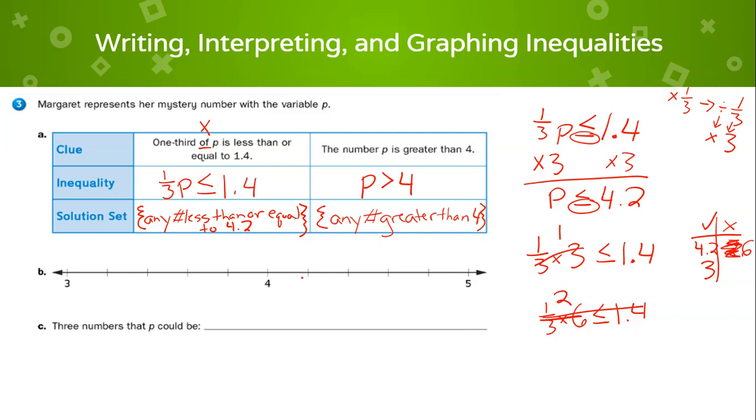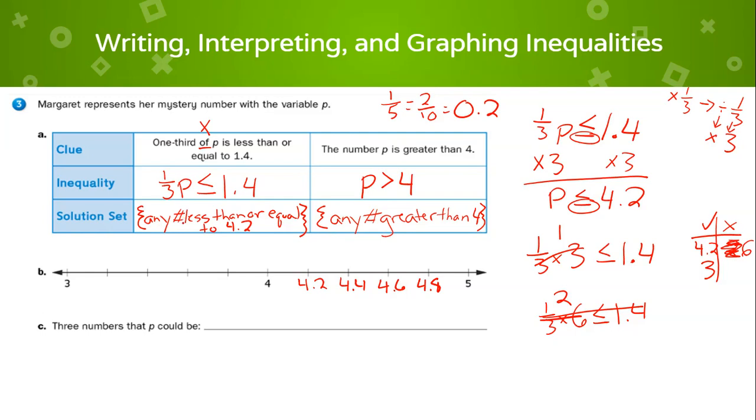Uh-oh, I don't see any 4 and 2/10 on here. Here's 4 and here's 5, but I have some markings in between. There are 5 spaces, 1, 2, 3, 4, 5, so they're fifths. And we remember that 1/5 equals 2/10. They sound the same because they are the same. So let's label these. If this is 4, this is 4 and 2/10, 4 and 4/10, 4 and 6/10, and 4 and 8/10. And now we can graph.